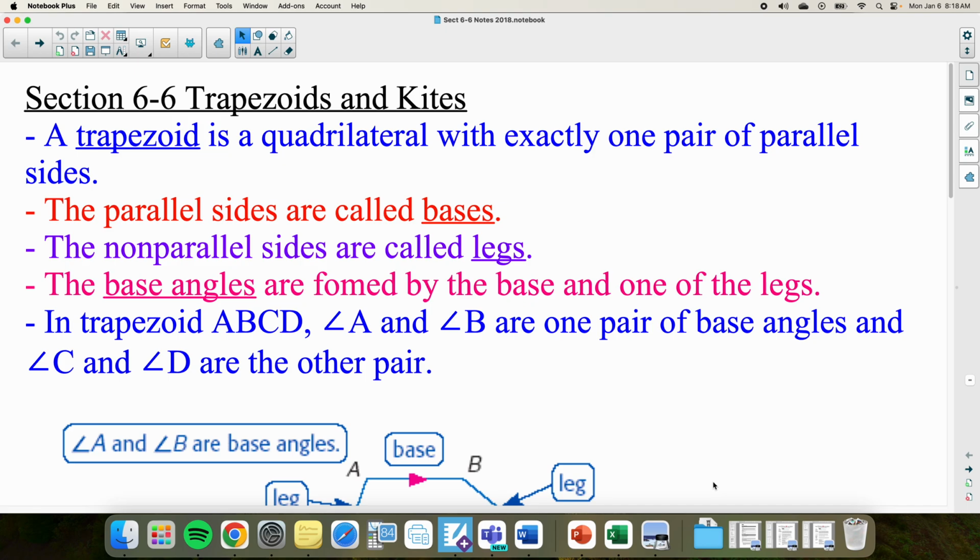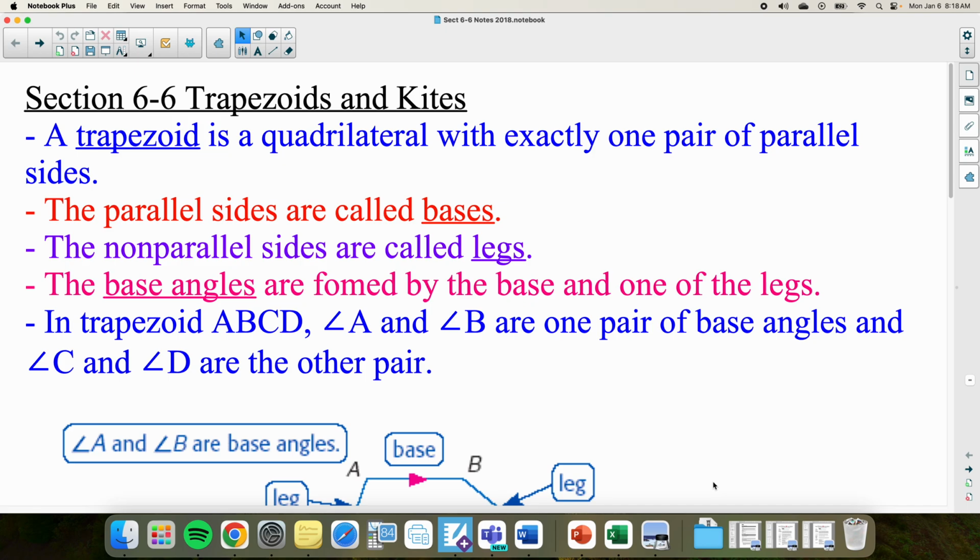All right. So, last week and even before Christmas break, we spent time finding out what a parallelogram was. And then before Christmas break, we talked about what a rectangle was, and a rectangle had all of the properties of a parallelogram. So everything that was true about a parallelogram was true about a rectangle. Then last week we talked about rhombi and squares.